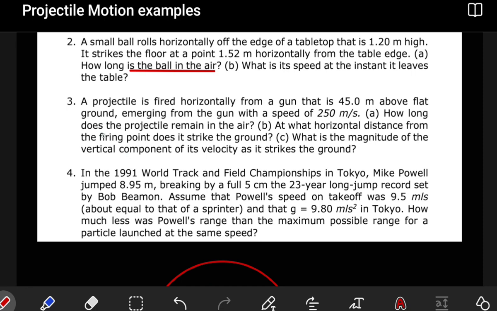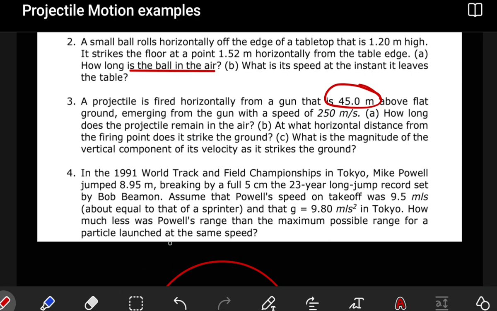In this case, if we look at question 3 now, we have a case where it's similar to question 1. So most of these questions are actually very similar, and I hope you guys are able to pull it off. So here, of course, they're now saying we have a bullet. Let's say a projectile. A projectile is fired horizontally from a gun that is 45 meters above the flat ground, emerging from the gun with a speed of 250 meters per second. How long does the projectile remain in air?